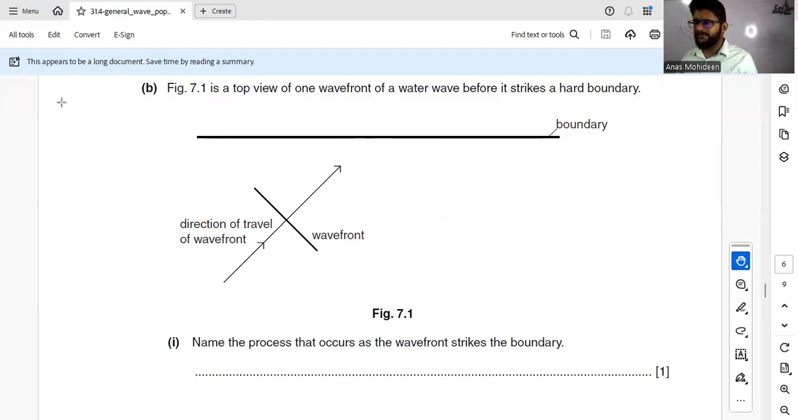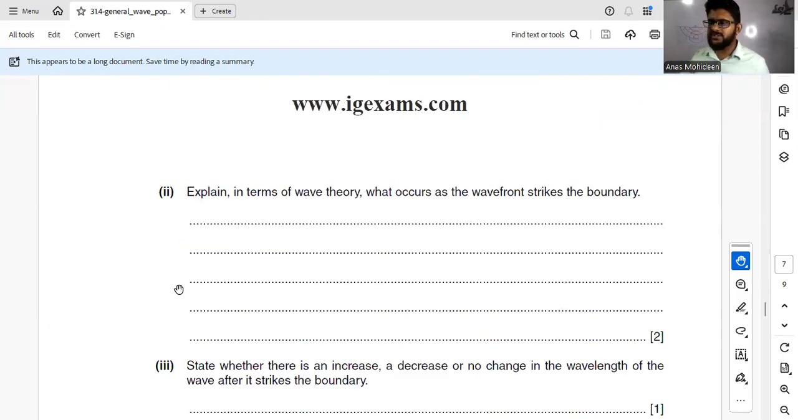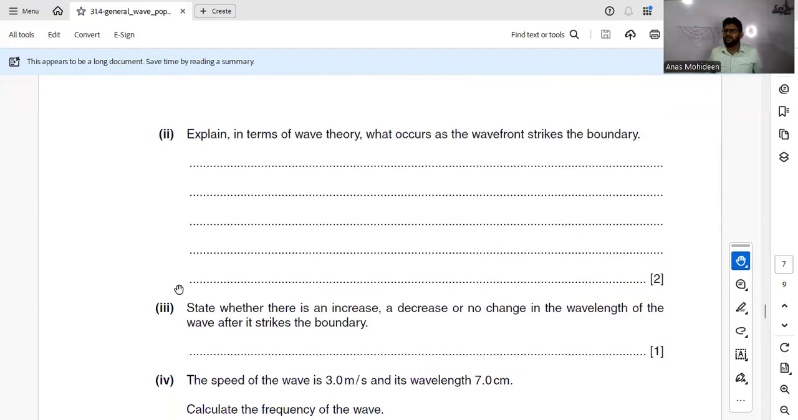So let's write the answer there. Explain in terms of wave theory what occurs as the wavefront strikes the boundary. Striking on the boundary, a new wave is formed and reflects back to the same medium.